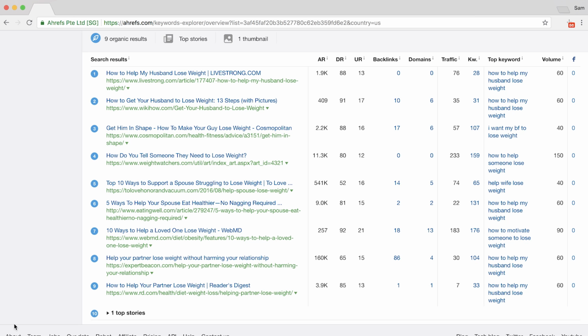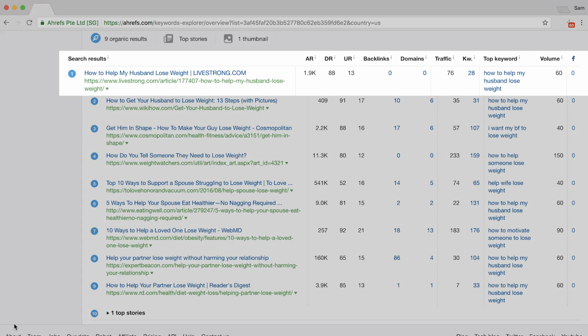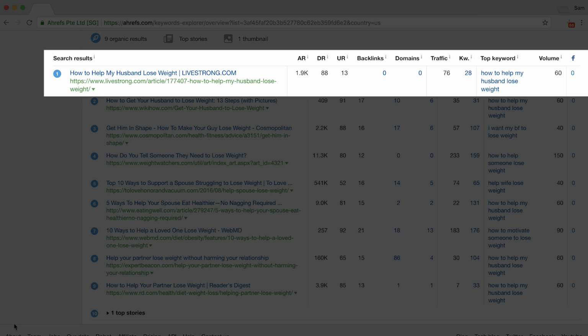The not so obvious reason is that you can still generate tons of perfectly relevant traffic if you rank for 20 to 50 long tail topics. For example, if you look at the SERP overview for the keyword how to help my husband lose weight, which is a good example of our so-called topical long tail keyword, you'll see that the top keyword has a search volume of 60 and the page gets 76 search visitors per month. And to put the cherry on top, the ranking page has 0 referring domains pointing at it. So it's likely a low competition keyword.